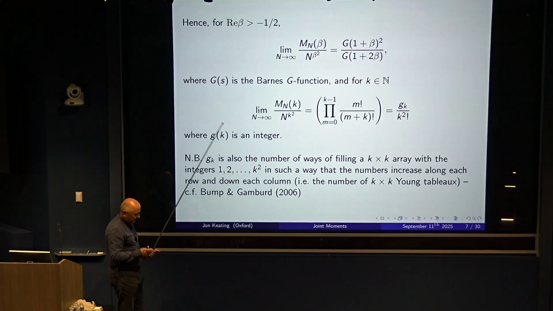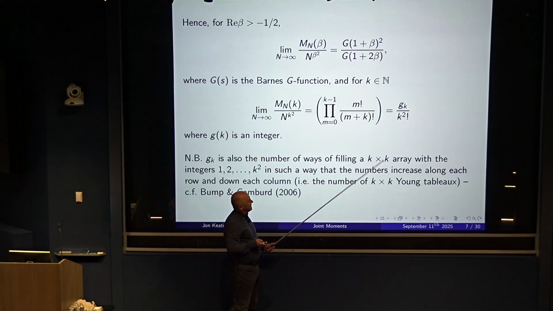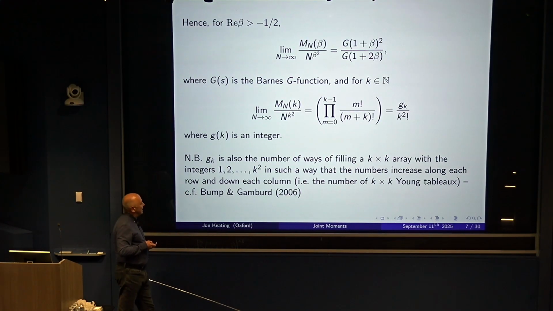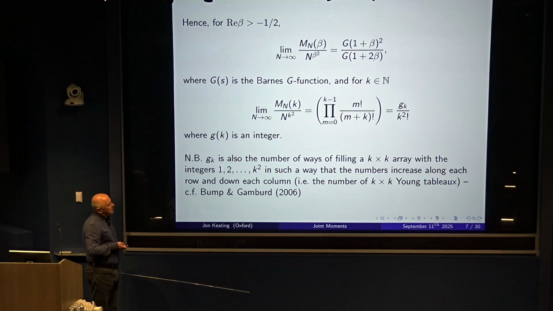We've got an exact formula for the moments of characteristic polynomials. We can compute their asymptotics, and the asymptotics, certainly for the integer moments, has this connection to an interesting counting problem. And this connection to Young tableaux was pointed out by Bump and Gamburd in 2006. So the story for moments is very satisfying, and you can then use this and go back to this purported connection between random matrices and number theory.